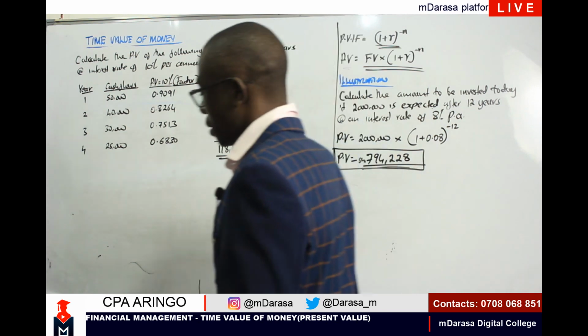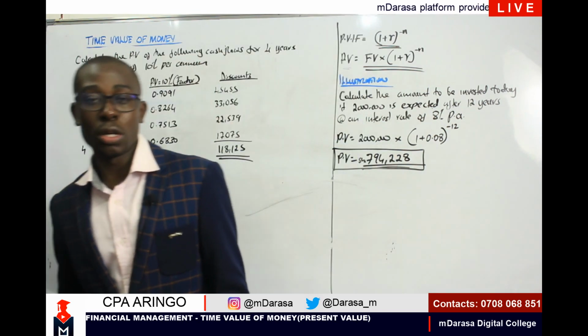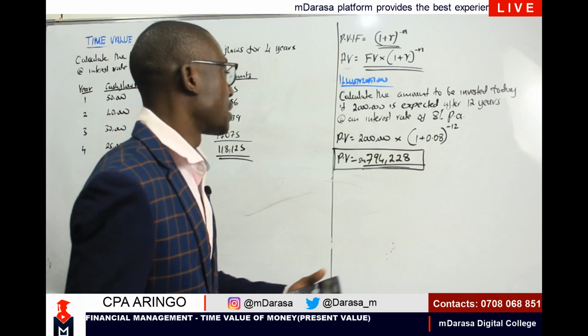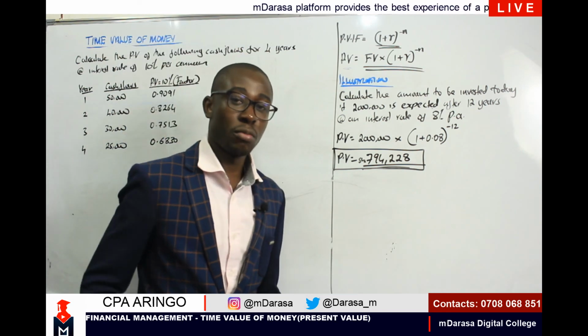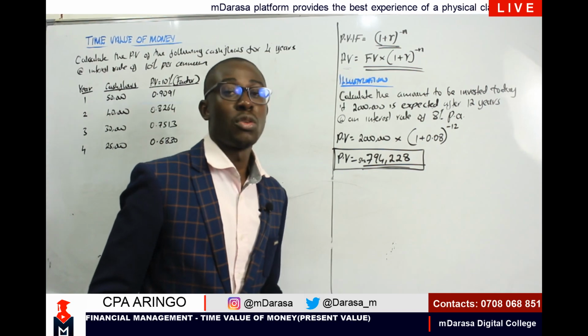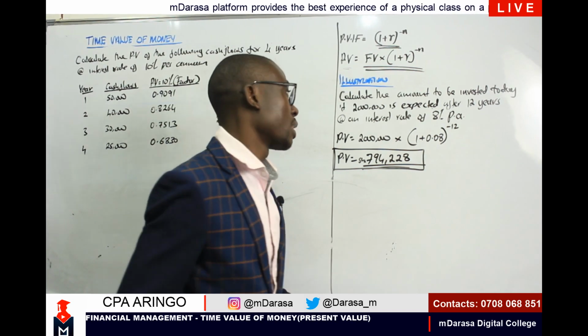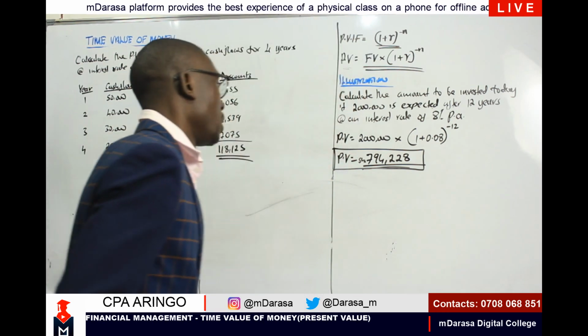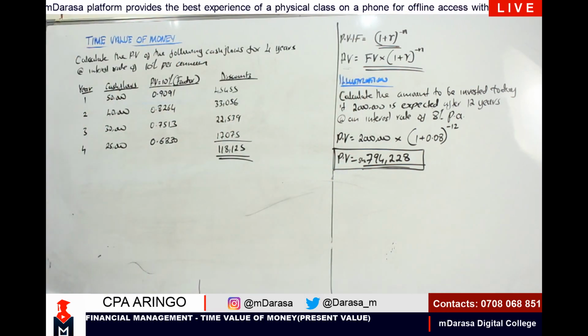The next part I want us to talk about, in this event, maybe we are receiving this semi-annually, say for example. We are receiving semi-annually, not yearly. Assuming that in this case you are told to calculate the amount to be invested today, if 12 million is expected after 12 years at an interest rate of 8%, paid semi-annually.